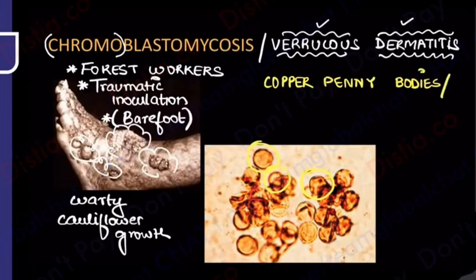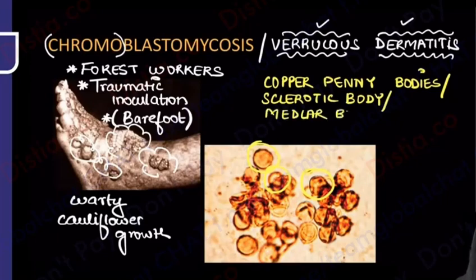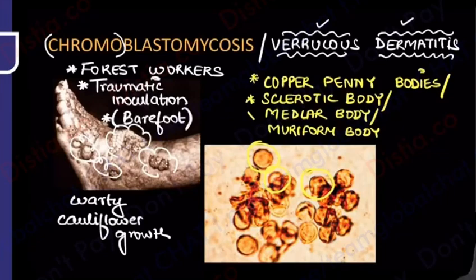He will tell you some other names. The other names are said to be sclerotic body. That's the next one that you have to know. Apart from that, we have something called the medullary body or the muriform body. So sclerotic body, medullary body, and muriform body, these are the ones that you need to know over here. And obviously copper is the only name which is looking sensible because it looks copper in color, but the examiner is going to ask you the other names. So now most of it is done.